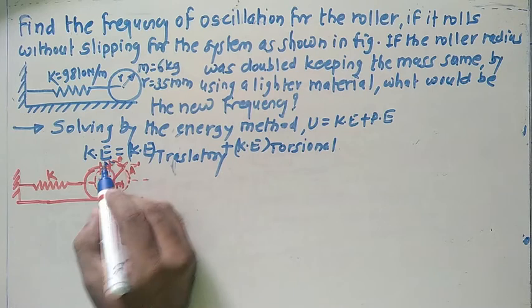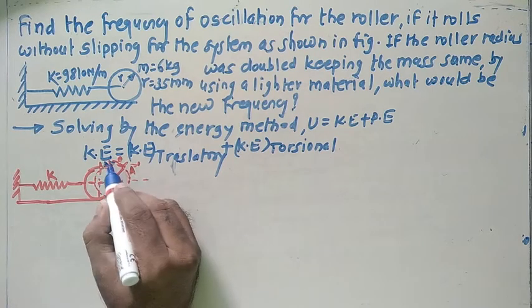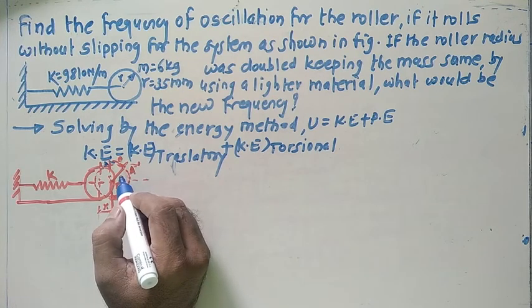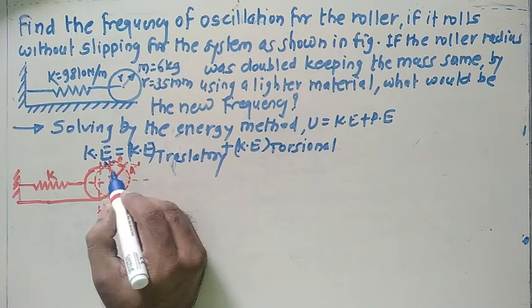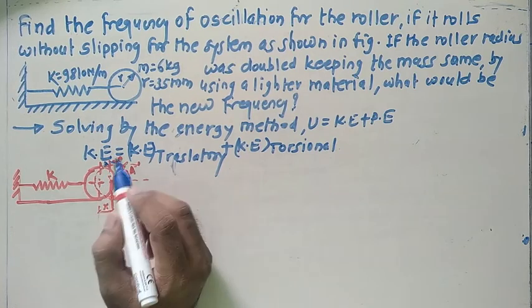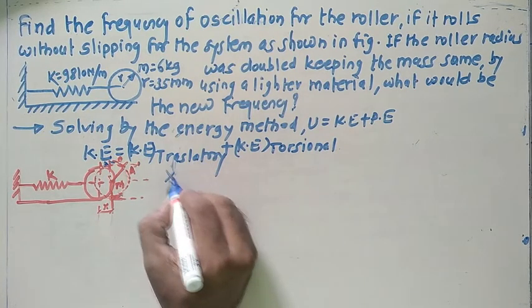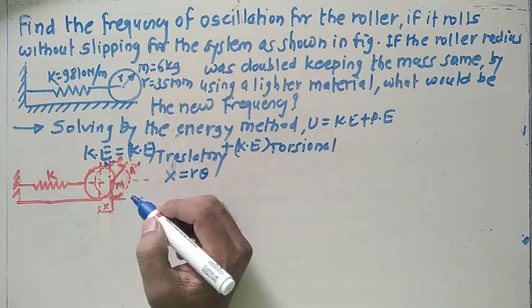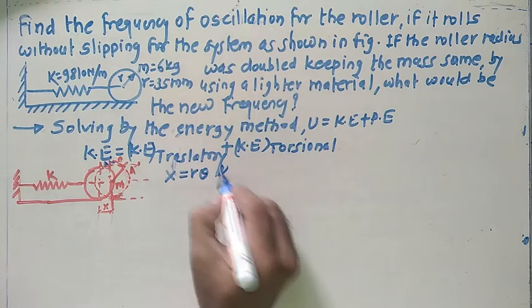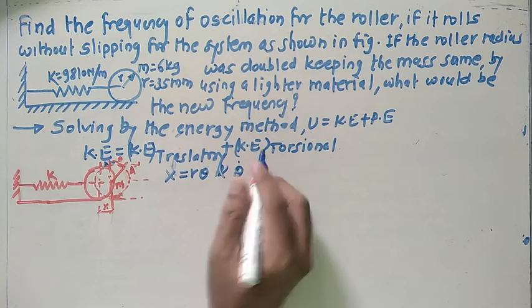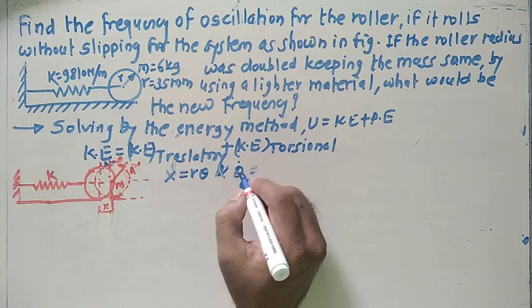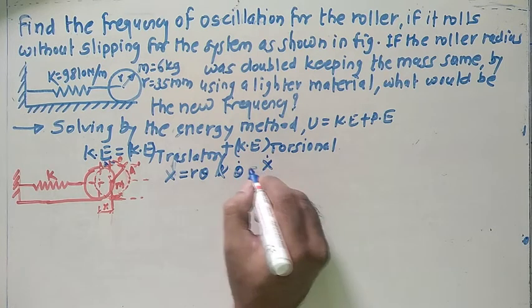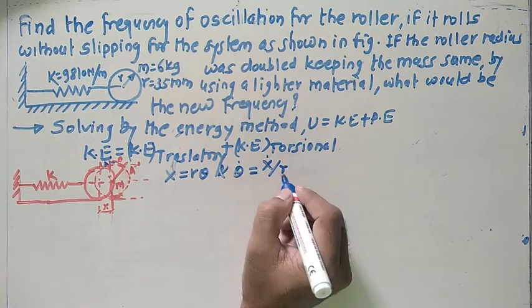At the same time this will rotate by a certain angle, that is angle theta. So my aim is to get the relation between this linear motion as well as this angular motion. What we get here is x equals r theta. The radius for this roller is r, and simply we can get the relation: x dot equals r theta dot, so theta dot is x dot divided by radius r.